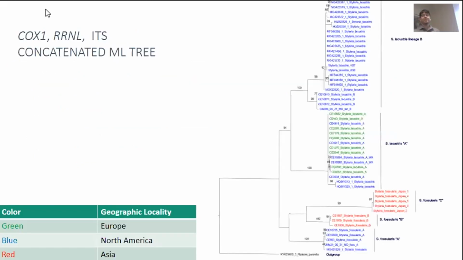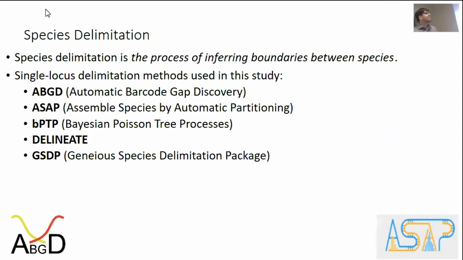So what did we do for species delimitation? Species delimitation is when we're trying to infer the boundaries between species. We want those species level boundaries as opposed to the population level boundaries. To get these boundaries, we used 5 different programs: ABGD, the automatic barcode gap discovery; ASAP, assemble species by automatic partitioning; BPTP, the Bayesian Poisson tree processes; delineate; and GSDP, which is the genus species delimitation package.